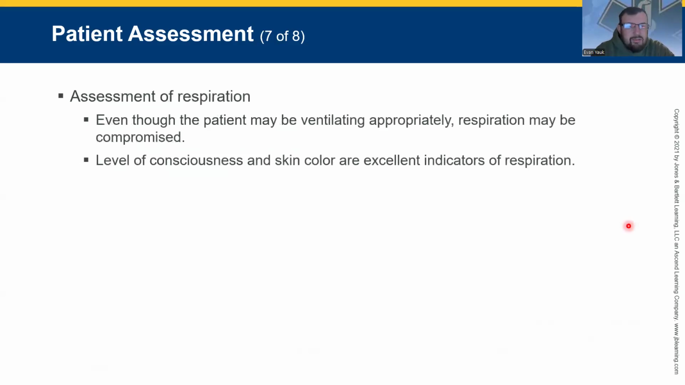Assessment of respiration. Even though the patient may be ventilating appropriately, respiration may be compromised. Level of consciousness and skin color are excellent indicators of respiration. That's why I keep harping that we need to check AVPU every time we do a vital, every time we do an assessment. And skin color is why we need to lay our hands on their arm or hand. We need to check the temperature. Are they dry? Are they moist? Skin is a huge teller, especially in cardiac and respiratory.